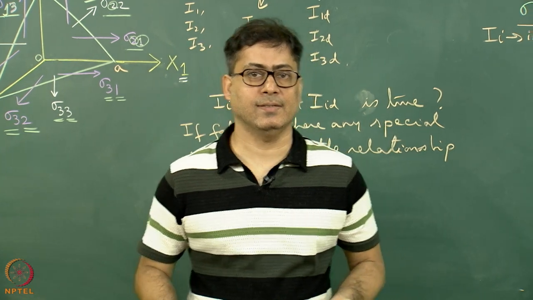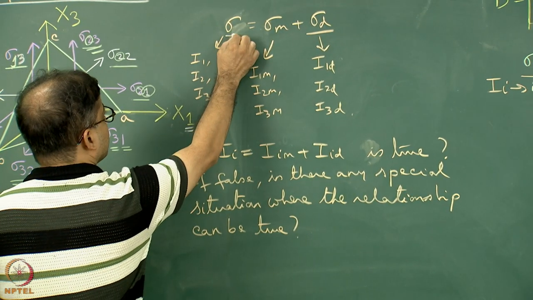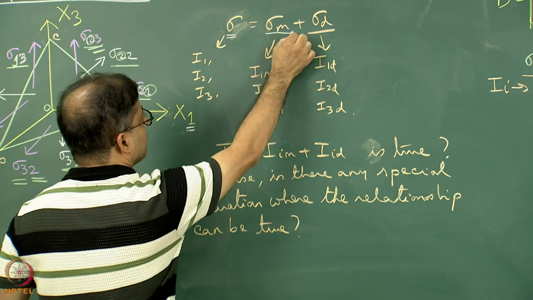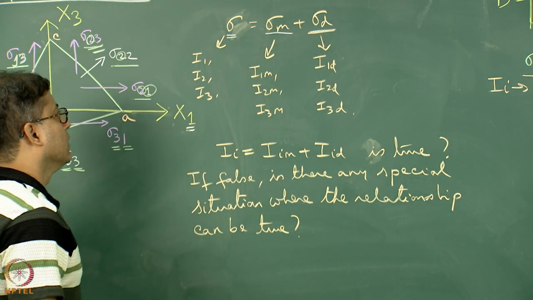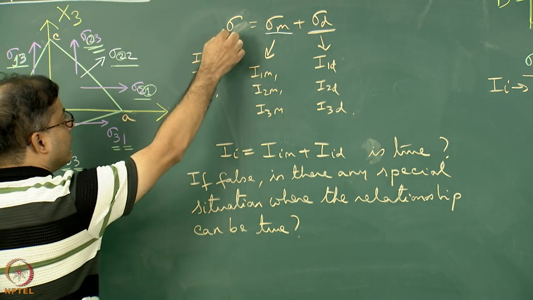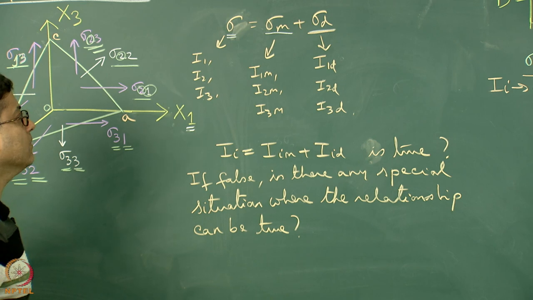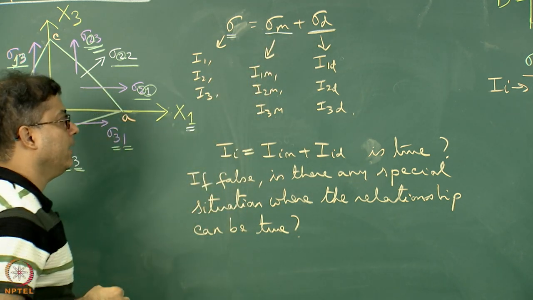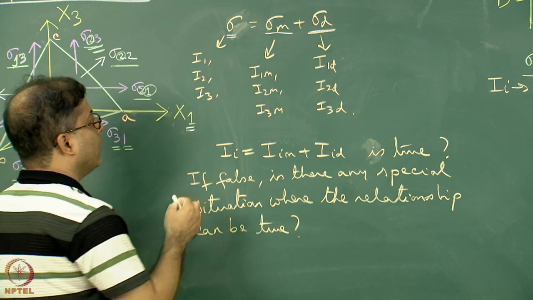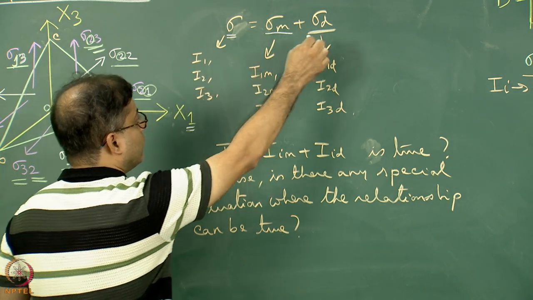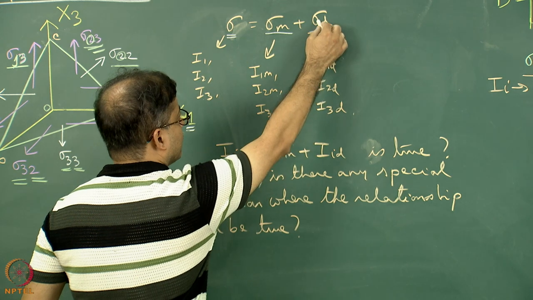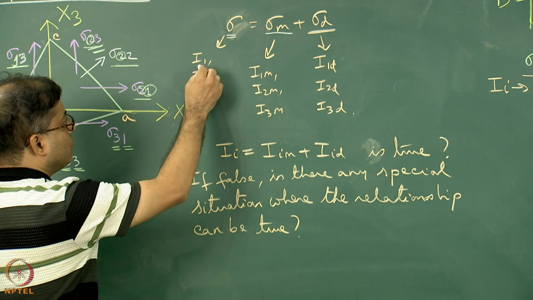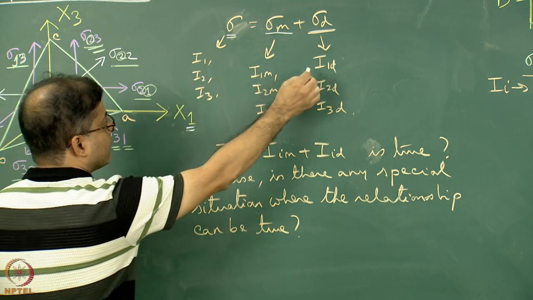Here I am going to give an exercise for the students. Write down the sigma matrix as a 3×3 matrix and then write it in terms of the mean stress and the deviatoric stress summation. We already know the I1, I2, I3 invariants for the sigma formula was given. Applying that formula, find out the I1m, I2m and I3m for the sigma m matrix. And similarly, applying the formula of I1, I2, I3, find out I1d, I2d and I3d for sigma d.